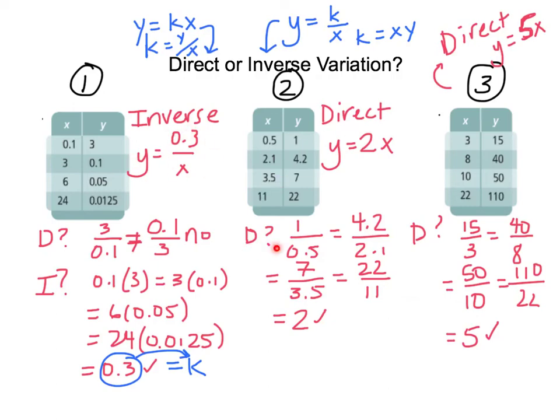Y equals k over x. Second one, direct. Y over x is 2, every time. Constant of variation is 2, and we plug it in. Y equals the constant times x for a direct variation. The third one also turned out to be a direct variation. We didn't have any problems that turned out to be a neither problem.